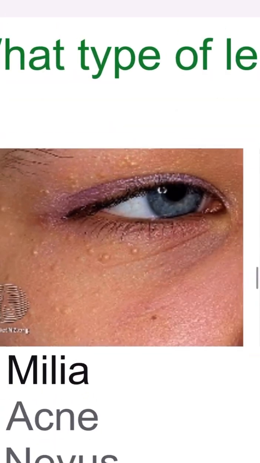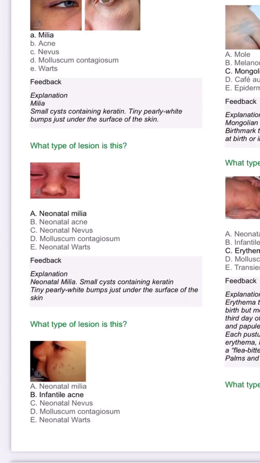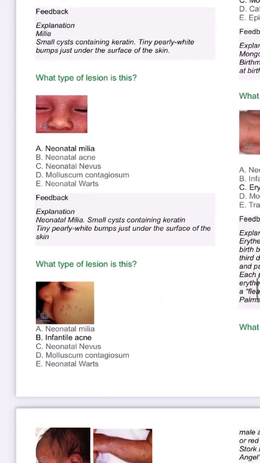Milia. Okay, some milia. Small cysts containing keratin, tiny pearly white bumps just under the surface of the skin, and these are skin colored. And these are neonatal milia. You can see here, these are neonatal milia. Which type of lesion is this? Infantile acne. Infantile acne. Okay.